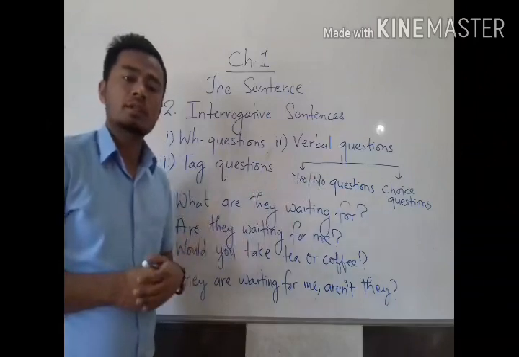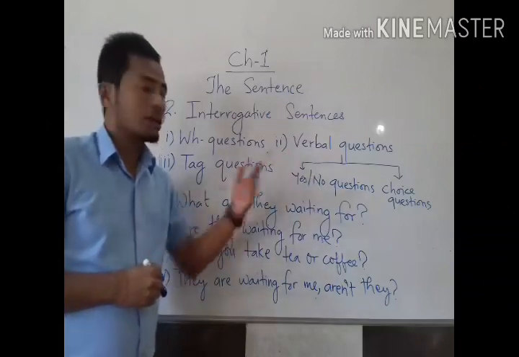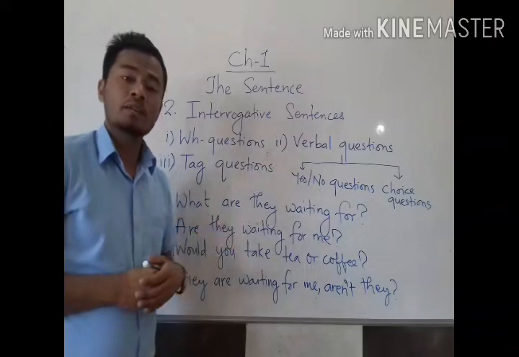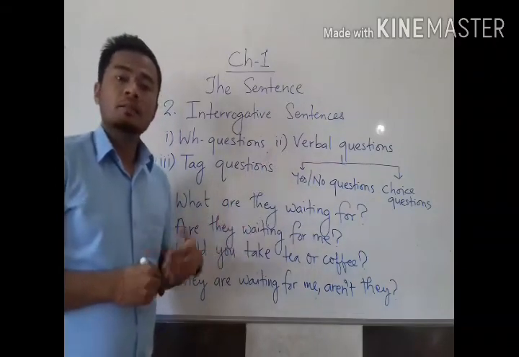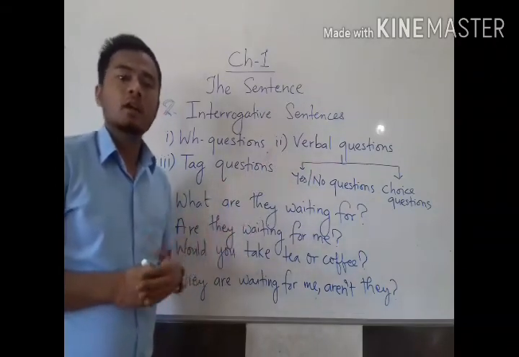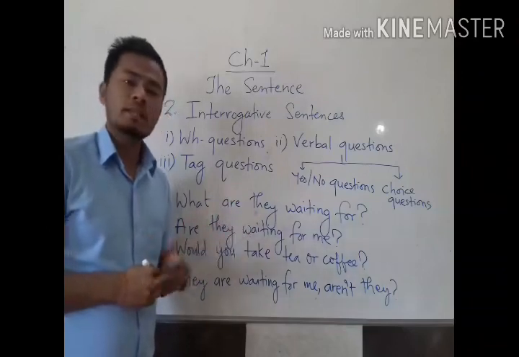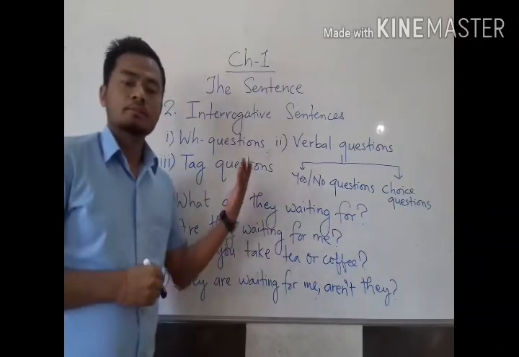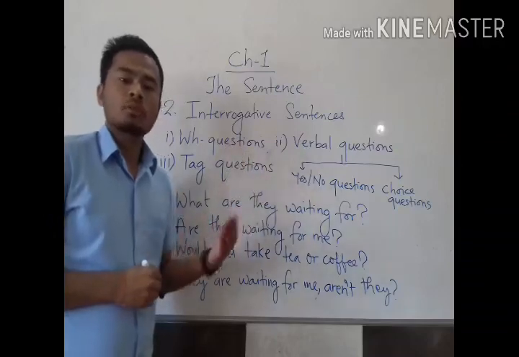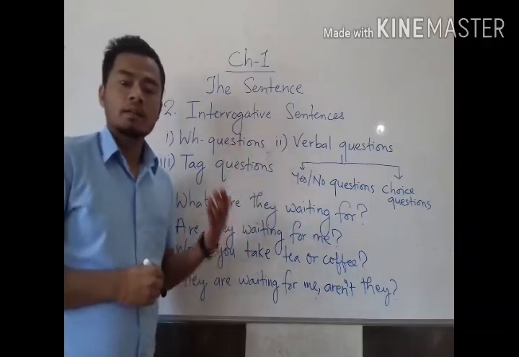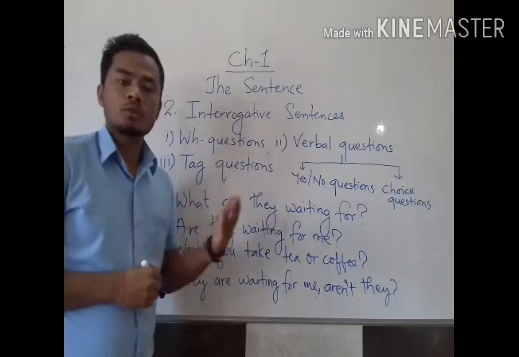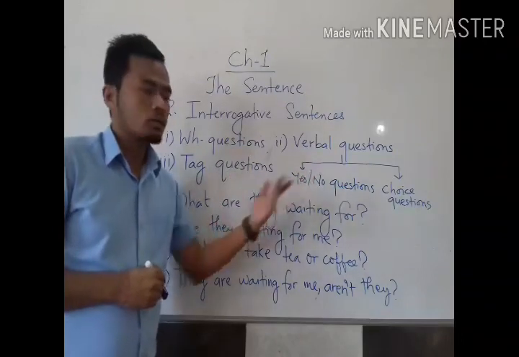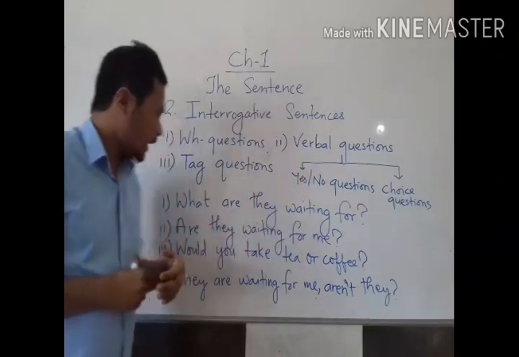Whenever the questions are framed by using helping verbs, their answers may be given in a yes or no statement. Otherwise, when we make questions by using modal auxiliaries, most of the questions are framed so that we get some options to choose from, so they are also called choice questions.